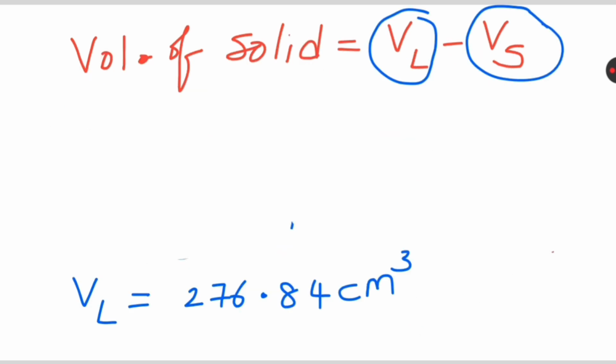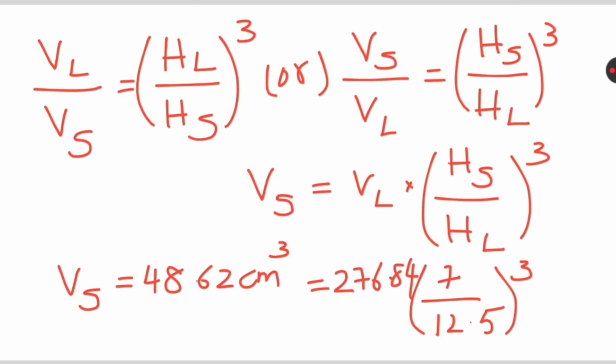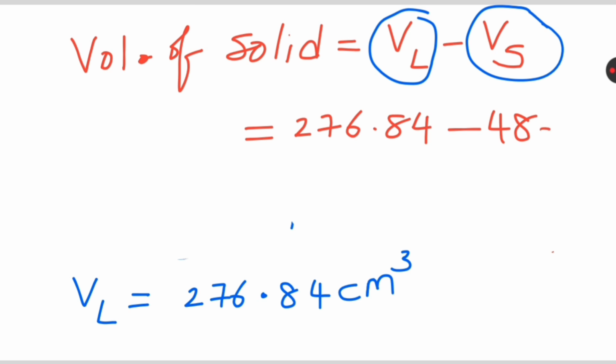So to find the volume of the solid, you need to do volume of the larger cone minus volume of the smaller cone. The volume of the larger cone is 276.84 minus the volume of the smaller cone, 48.62. After doing the subtraction, we get 228.22 centimeters cubed. This is the volume of the solid.